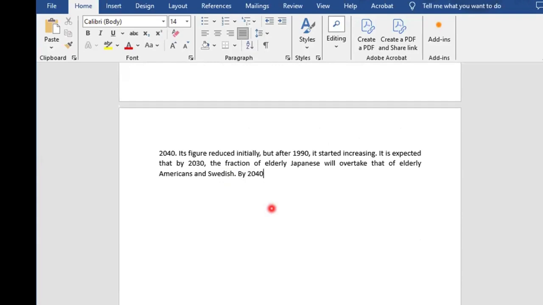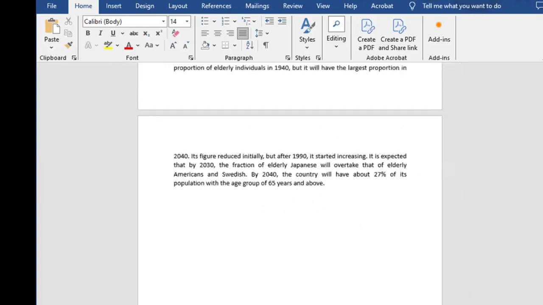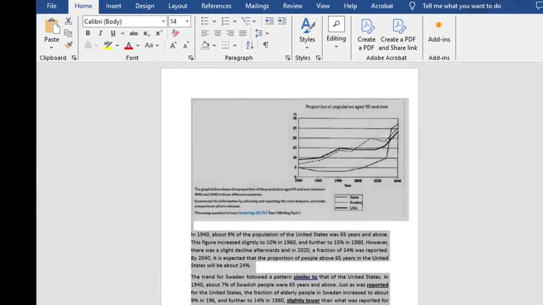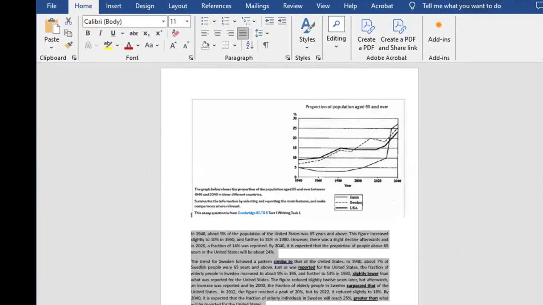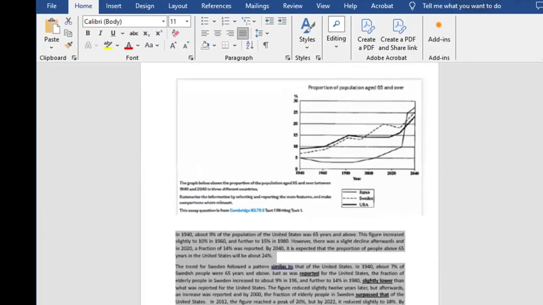By 2040, the country will have about 27% of its population within the age group of 65 years and above. Ladies and gentlemen, I've finished writing this line graph. I've finished writing the report based on this line graph.